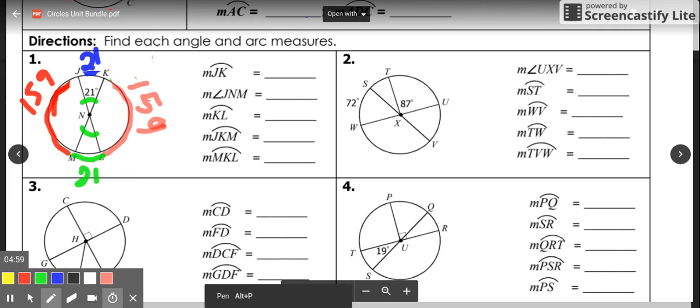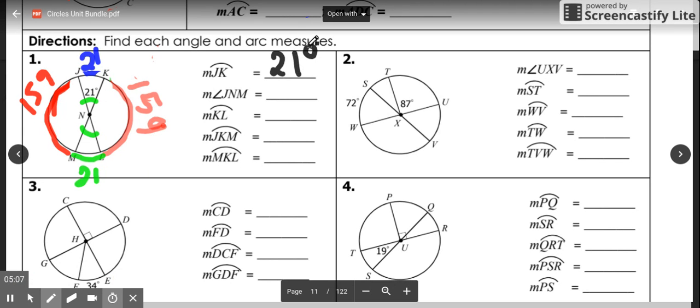Let me say that again. I didn't say it right. The measure of arc JK. So arc JK is the little blue piece on the outside, so it's 21 degrees.